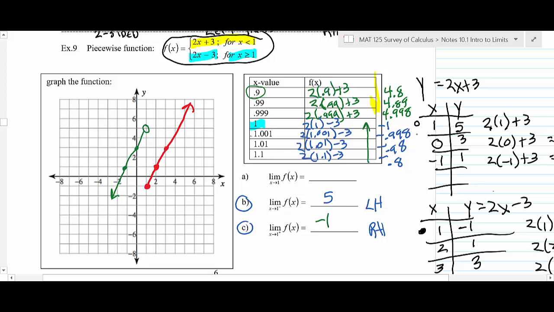So what that means is if you're doing the right-hand limit, you only look to the right side, and you're getting closer and closer to that y value of negative 1. Does that make sense? Left-hand limit, you're heading to 5. Right-hand limit, you're heading to negative 1. Now the two-sided limit, are these two things going to the same place or different places? Different places. So that means the answer to the two-sided limit is it does not exist. It has to go to the same place.